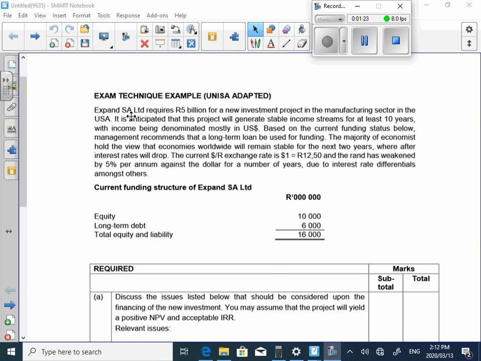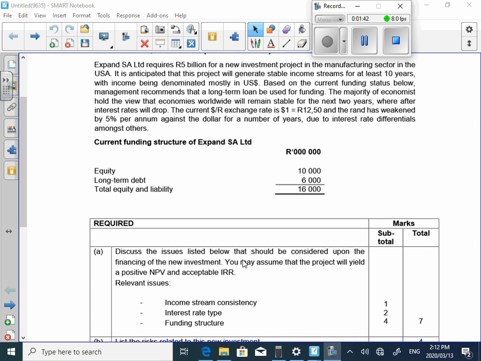It says, Expand South Africa Limited requires 5.5 billion for the new investment project in the manufacturing sector in the USA. It is anticipated that this project will generate stable income streams for 10 years with income mostly denominated in US dollars. So what does the question say? It says that it expects stable income streams for the next 10 years. Now guys, if you simply wrote down you expect stable income streams for the next 10 years, that is just listing something from the question. You are not applying anything. The required says discuss, so you need to discuss this.